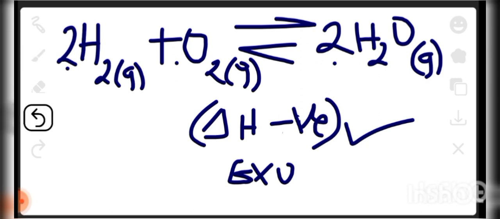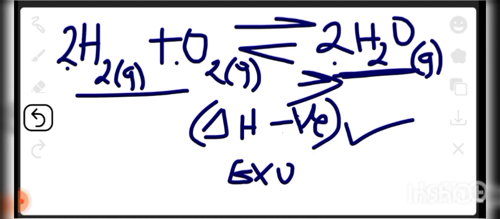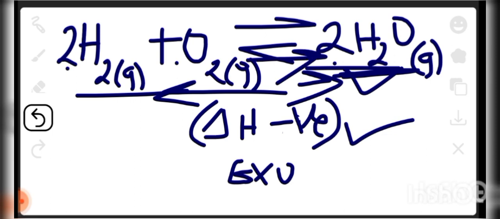Then lastly, for concentration, if I remove either hydrogen gas or oxygen gas, the equilibrium position will move to the side I'm removing something from. That's for concentration. Then if I add more hydrogen gas or oxygen gas, the equilibrium position will shift to the side that has lesser concentration. So if I add the reactant, it will move to the product. If I add product, it will move to the reactant. If I remove product, it will move to the product.